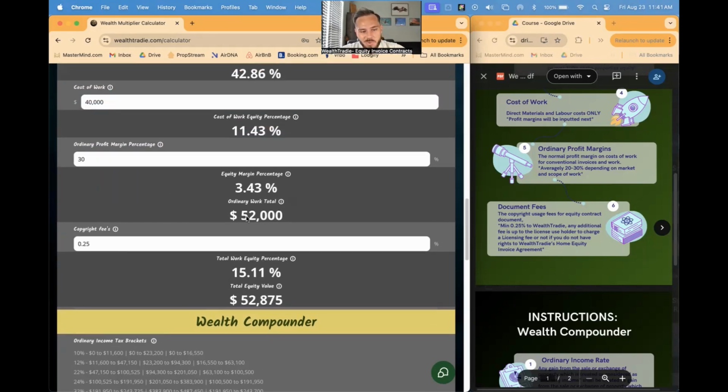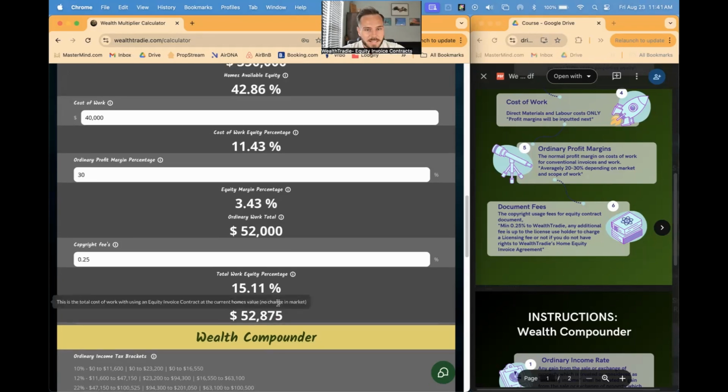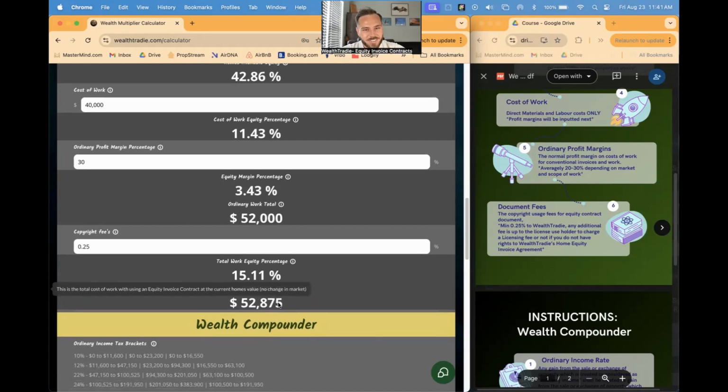This is what the normal work would have been, $52,000 charged to the homeowner after the construction's profit margins. This is what it is after. Only $875 to use that contract. How cheap is that? Well, let me show you.